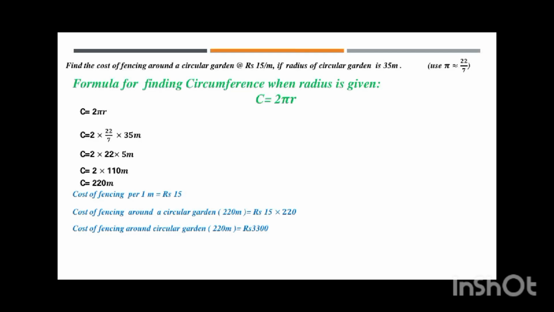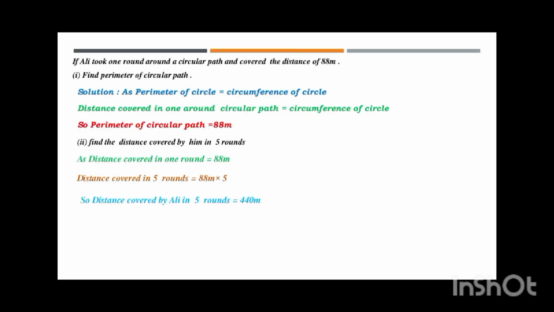Find the cost of fencing around a circular garden at the rate of rupees 15 per... wait. Okay, if Ali took one round around a circular path and covered the distance of 88 meter, find perimeter of a circular path. So perimeter of circle is equal to circumference of circle.